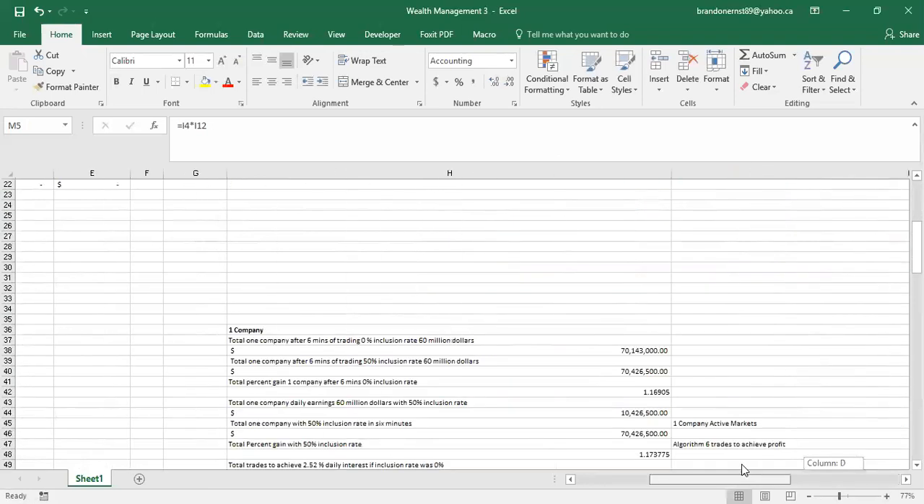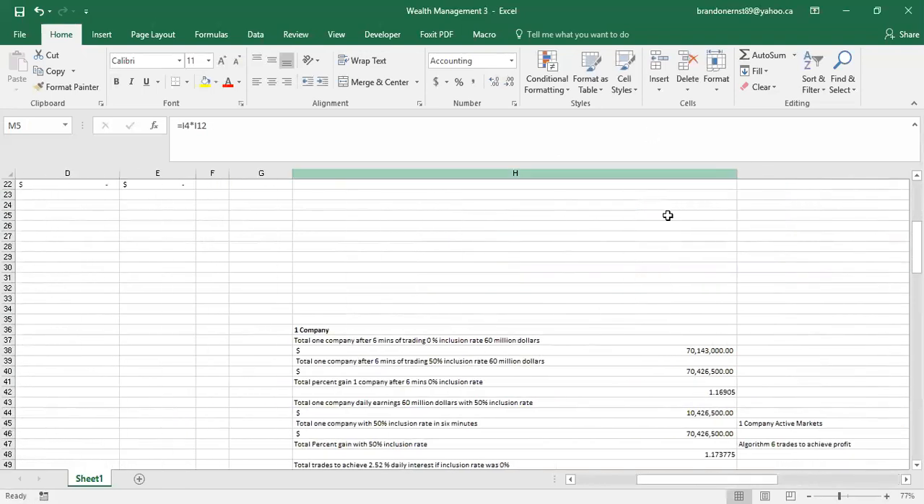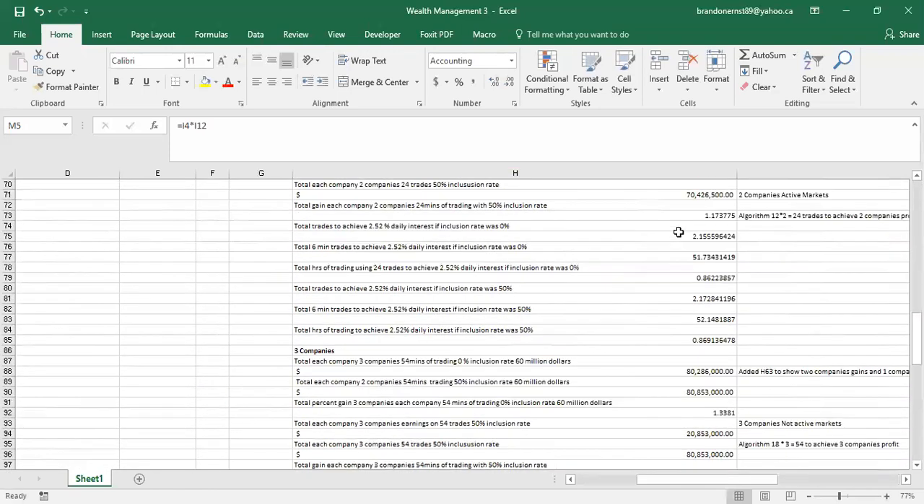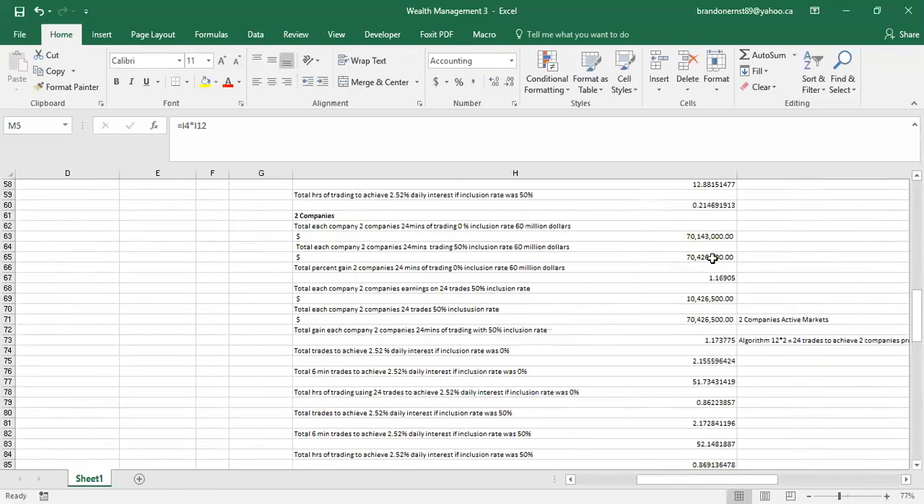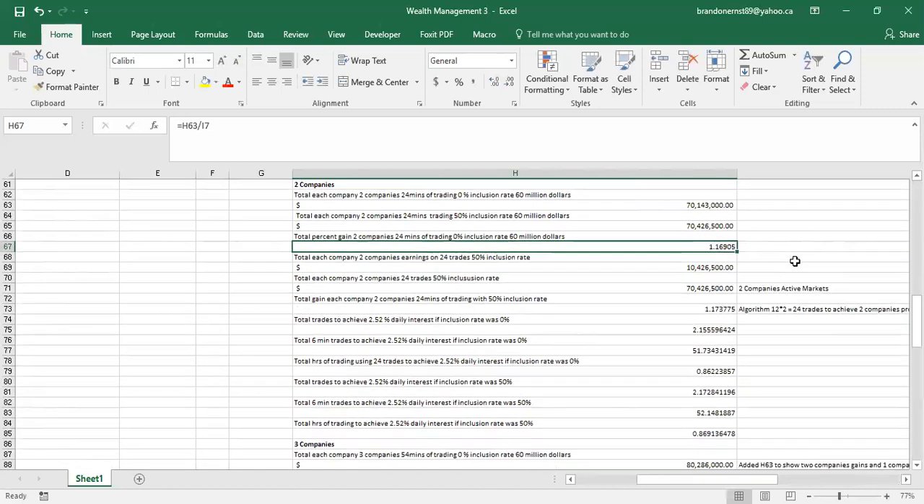So basically what they can do with two companies is get 1.16% in 24 minutes of trading. Once they balance that out, one company gains, the other company gains, one company loses, one company loses. So 12 trades, total of 24 minutes. That's the reasoning as to why they do that.